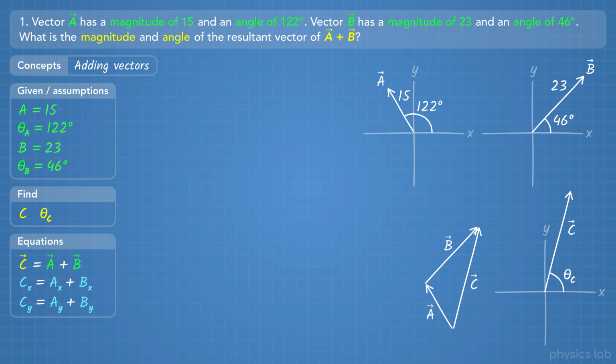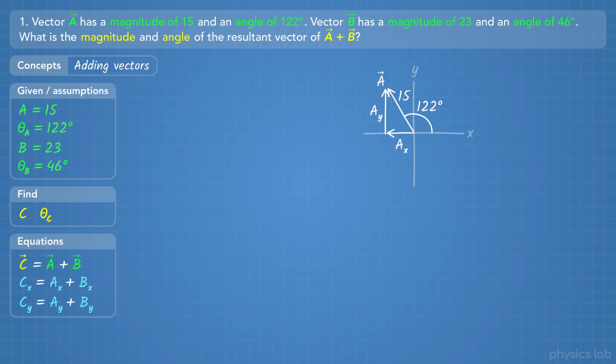So first, let's find the components of vector A. Let's start by using the 122 degree angle that we're given. We learned that the x component, Ax, is equal to the magnitude, A, times the cosine of theta. We plug in 15 for A and 122 degrees for theta, and we get negative 7.95. Notice that the x component is negative because it points in the negative x direction, and plugging in this conventional angle takes care of the sign for us.